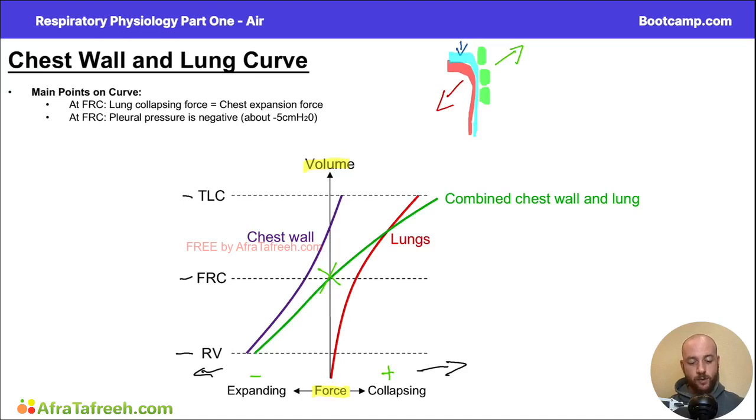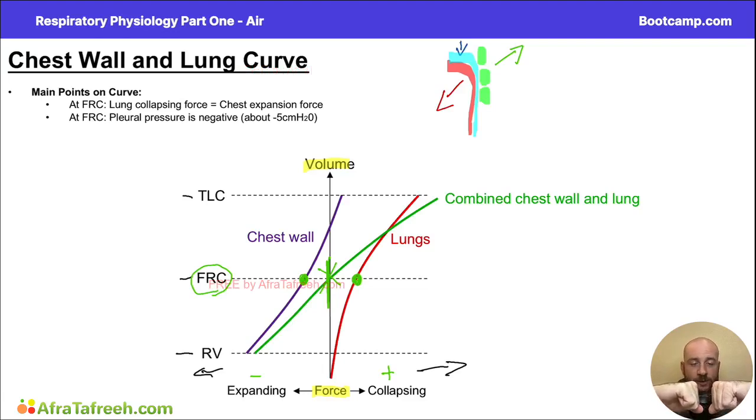So we can see that this point right here corresponds to a volume of FRC. And we can see that at FRC, there is a certain lung collapsing force, and there is also a certain chest wall expanding force. And on the combined chest wall lung curve, there is a force of exactly 0 because the lung collapsing force exactly equals the chest wall expanding force. And so that tug of war match that's going on between the expanding chest wall and the collapsing lungs is exactly equal and balanced at FRC.